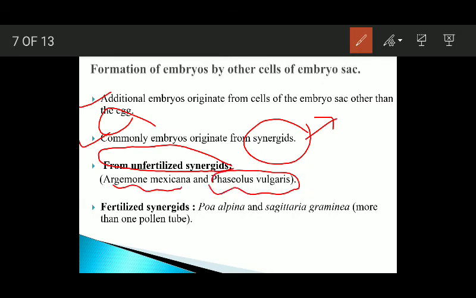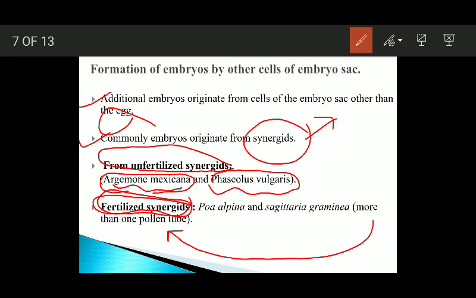इन दो प्लांट स्पीशीज में देखा गया जो synergids है, they are haploid. Okay, they are not fertilized. They are haploid and they give rise to new embryos. Okay, and in other plants like Poa alpina and Sagittaria graminea, what happens is the synergids, they get fertilized. Okay, they get fertilized because of the presence of more than one pollen tubes.